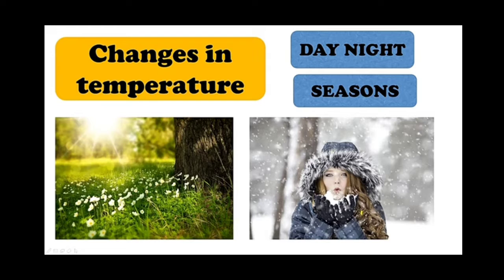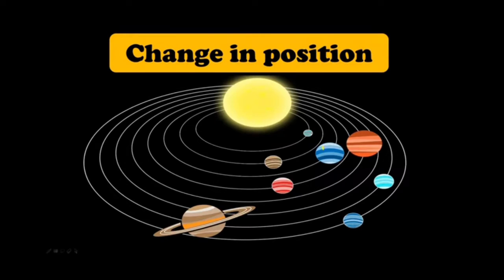Now we see the change in temperature. We see summers are very hot, whereas the days and nights are very cold in the winter season. So what kind of change is this? This is a change in temperature and change in seasons. Changes in weather are observed on a day-to-day basis. Some days it's really hot, and some are not. In summer, the days are very hot, and in winter the days are very cold.